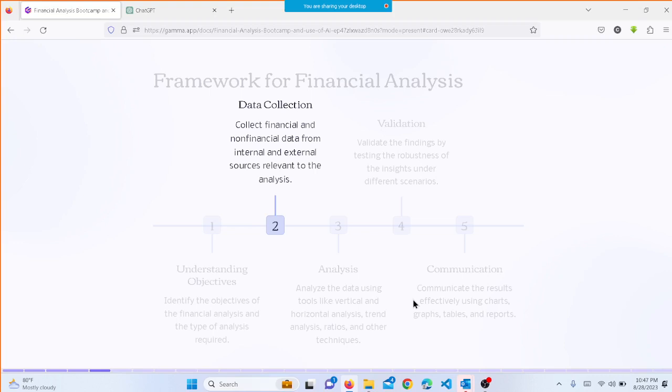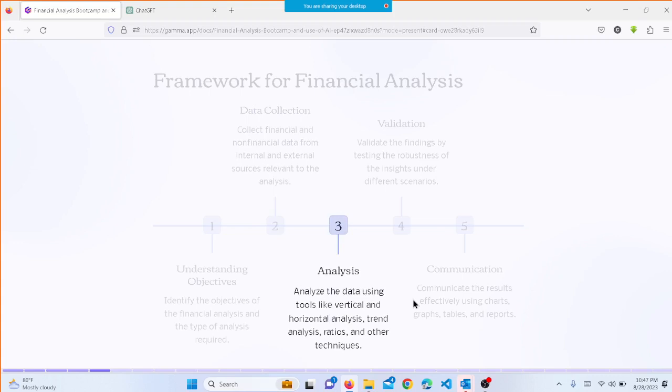There is non-financial data as well. Not everything can be analyzed using financial data only. There are a lot of things which are not recorded in the financial statements, or cannot be measured using financial numbers. So I have a list. I will tell you what those things are which you have to be careful about. The third step is analyzing.